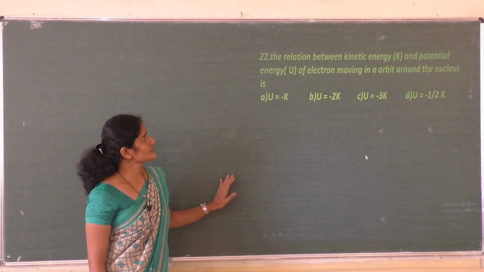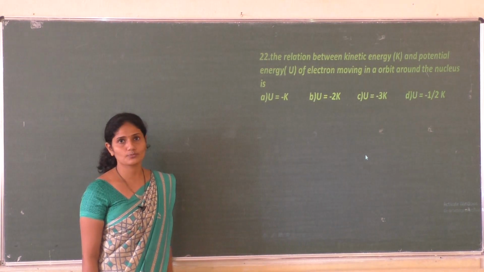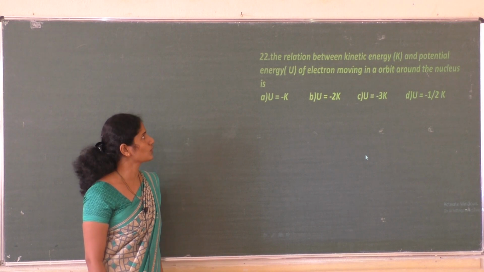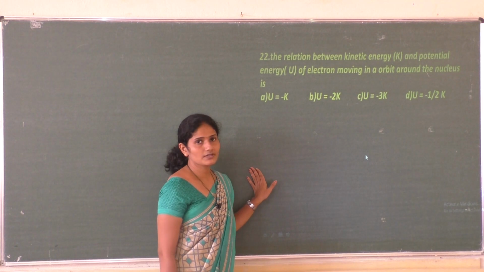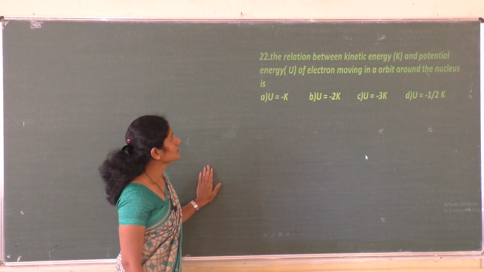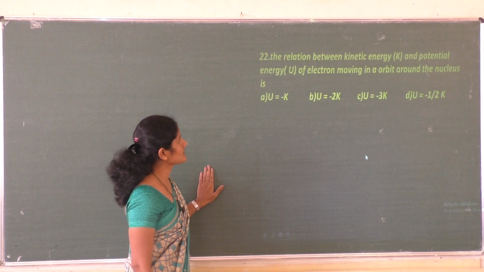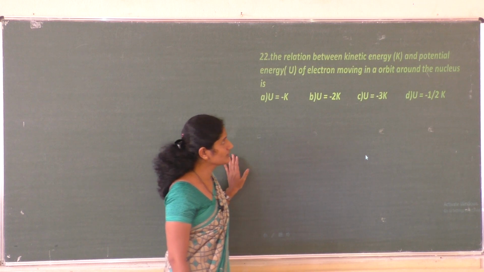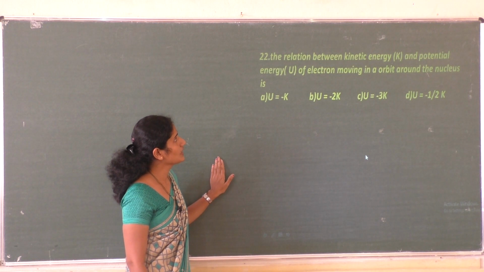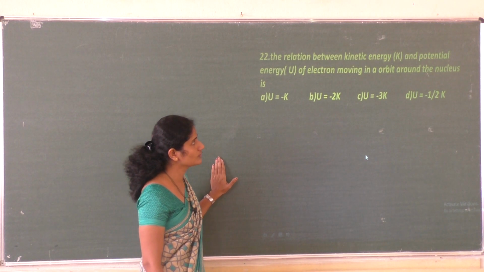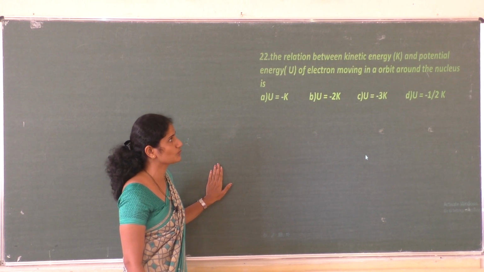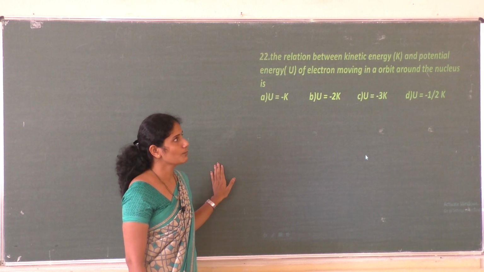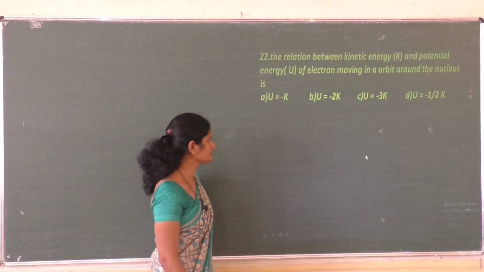In the last class, we solved 21 problems. Problem number 22 says: the relation between kinetic energy and potential energy of an electron moving in an orbit around the nucleus is? What is the relation between kinetic energy and potential energy of the electron?